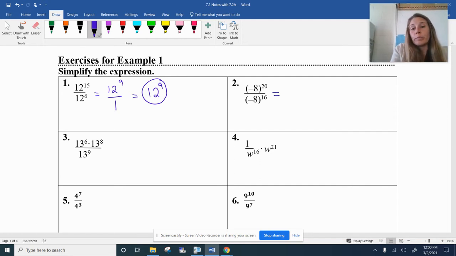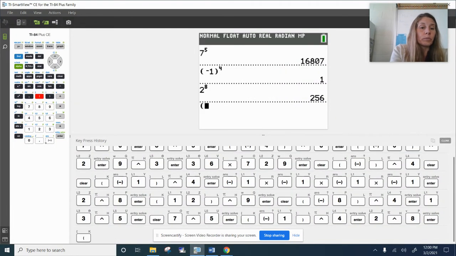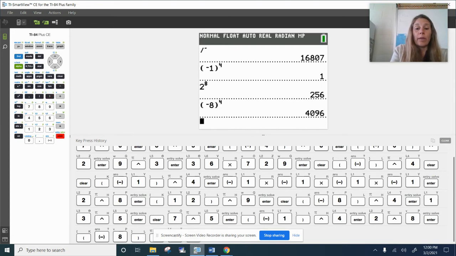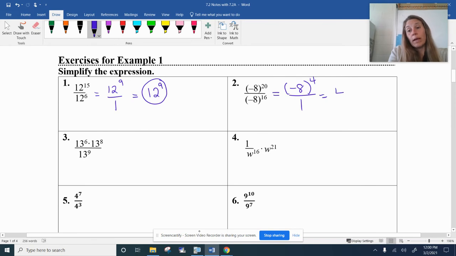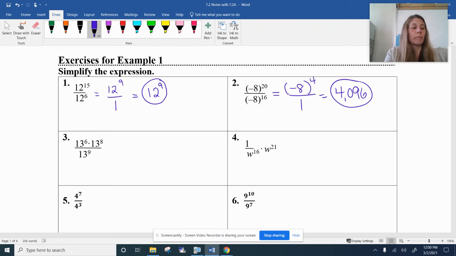Okay, number 2. We have the same base again, 20 of them on the top, 16 on the bottom. 20 minus 16 is 4. And since there were more on the top, my answer is going to go on the top. Now, negative 8 is being raised to an even power. So it's really like negative 8 times negative 8 times negative 8 times negative 8. So 4 times. So the negatives are going to cancel. And if we want to confirm that on our calculator, we have negative 8 to the 4th power, which is 4,096. So this one could be worked out to 4,096. It's a pretty reasonable number.